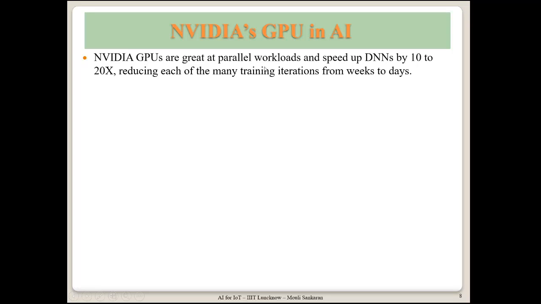NVIDIA GPUs are great at parallel workload. Okay, that is the beauty of it. As I told you, SIMD architecture and parallel execution of multiple data working on different ALUs. So they speed up the DNN implementation by 10 to 20x, reducing the training iterations from weeks to days. Earlier it used to take weeks. Now you can train the network in days.